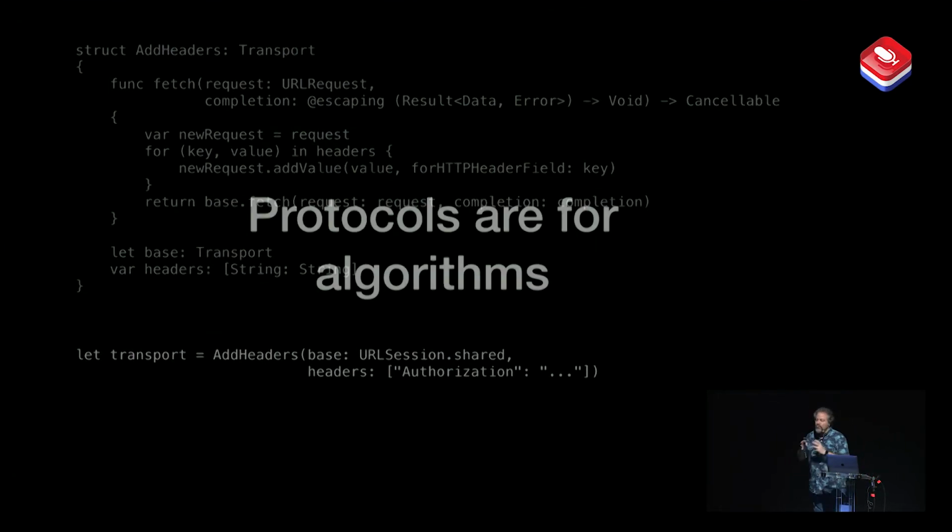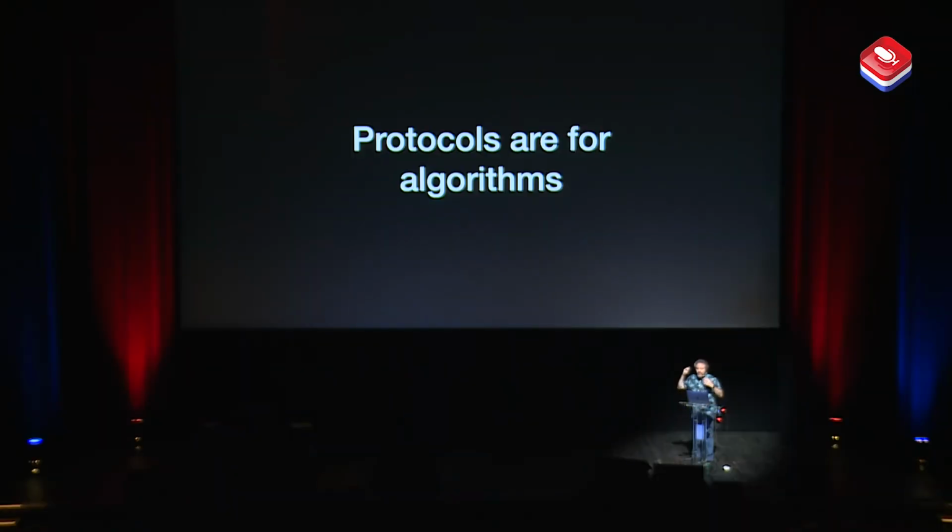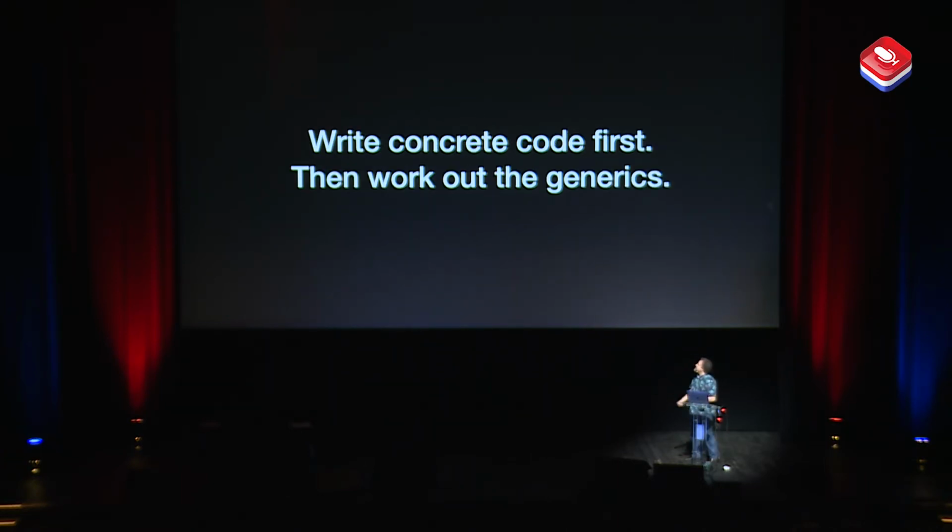That's the whole point. Protocols are for algorithms. If you're only thinking about them in terms of putting them into arrays, you're not getting the power out of protocols. That's not really what protocol-oriented programming is about. Protocol-oriented programming is about algorithms that can be reused, generalizations. Write concrete code first, right? And so far, I've not yet pulled out an associated type. All this. Thank you.